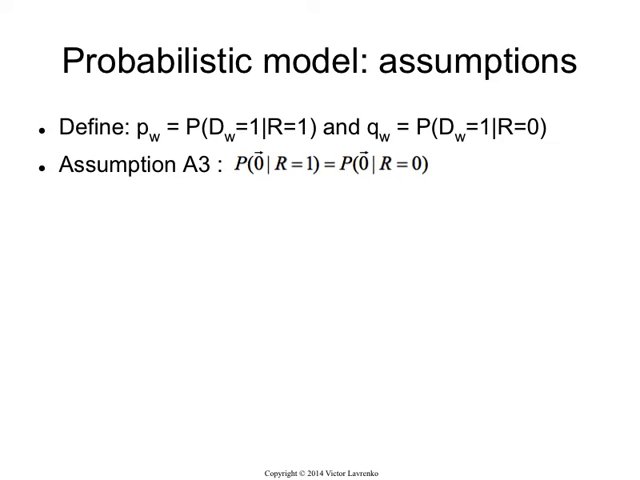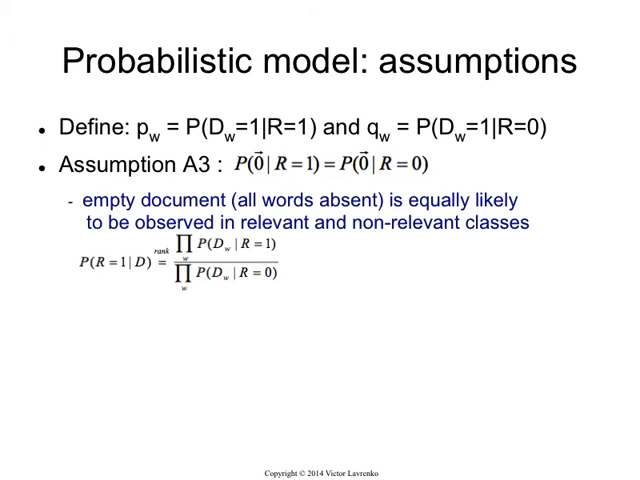Next assumption we're going to make. We're going to assume that the empty document, so the empty vector, the vector of all zeros, has the same probability under the relevant class and the non-relevant class. So this 0 with a vector sign just means a document where the first component is 0, the second component is 0, and the third component is 0. What does a document look like? It's empty. It doesn't have any words in it. So what I'm saying is an empty document is equally likely under the relevant class and the non-relevant class. Why am I doing this?